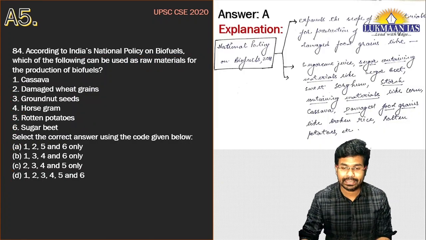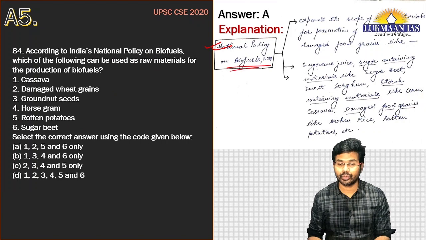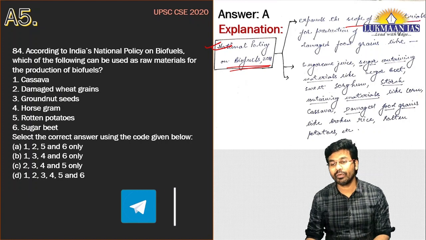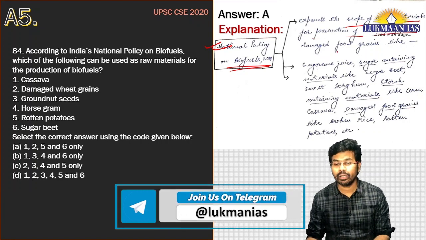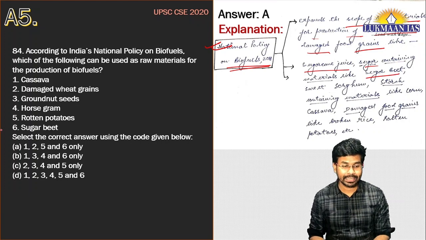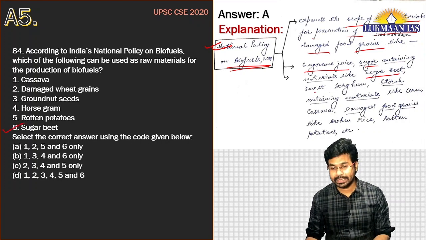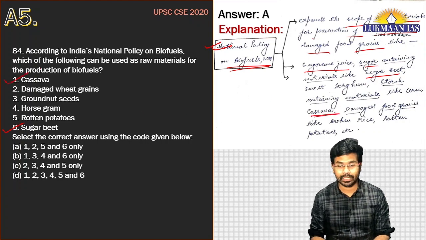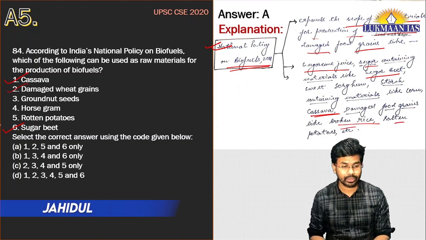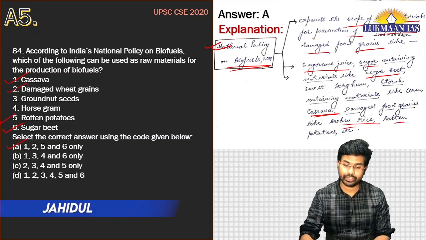Now let us understand what the National Policy on Biofuels 2018 is. The National Policy on Biofuels expands the scope of raw materials for production of ethanol from damaged food grains, sugarcane juice, and sugar containing materials like sugar beet. Sugar beet is there in the answer. Apart from this, sweet sorghum, and starch containing material like corn and cassava. Then damaged food grains like broken rice, damaged wheat grains, and rotten potatoes. Rotten potatoes is also there. So the correct answer for this question is option A.